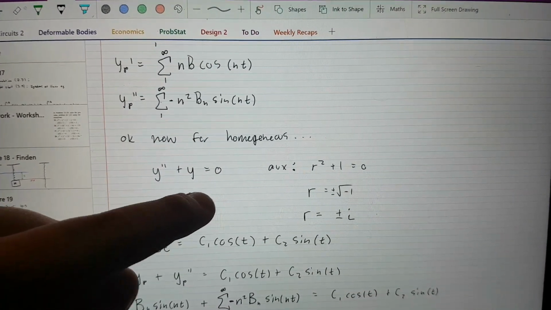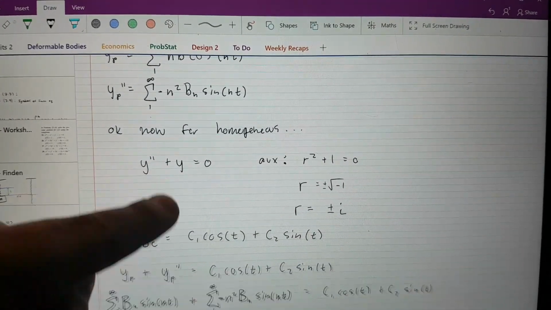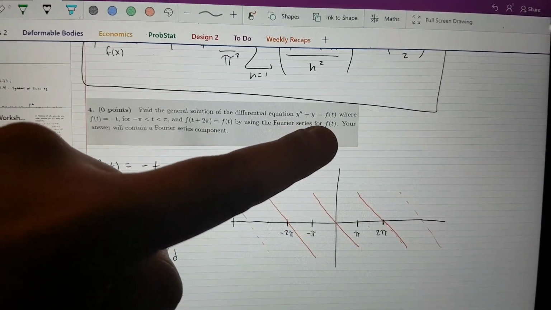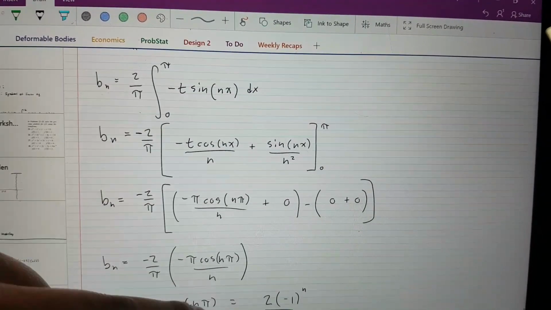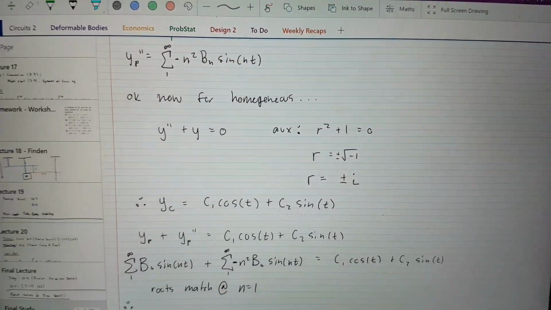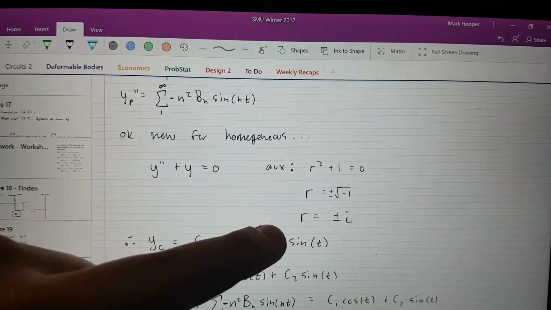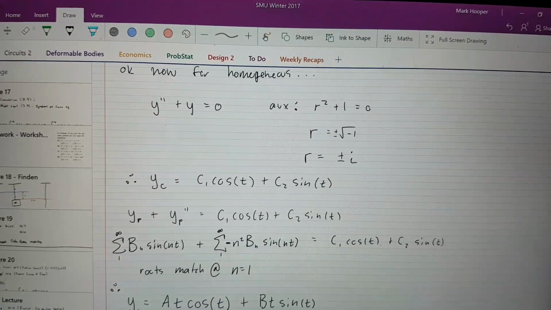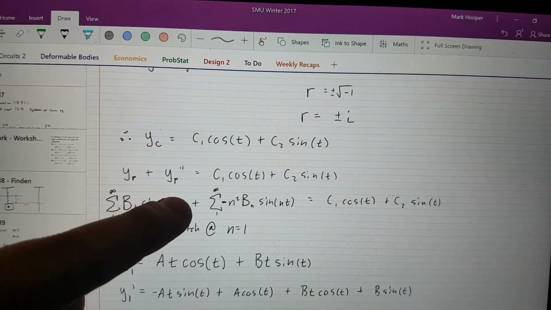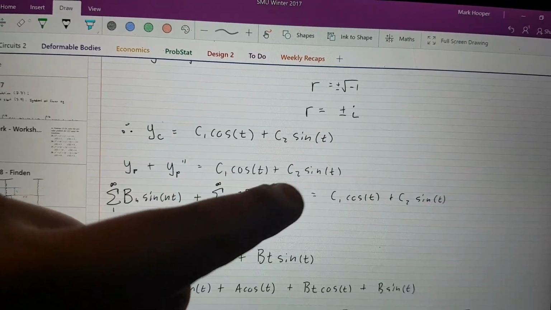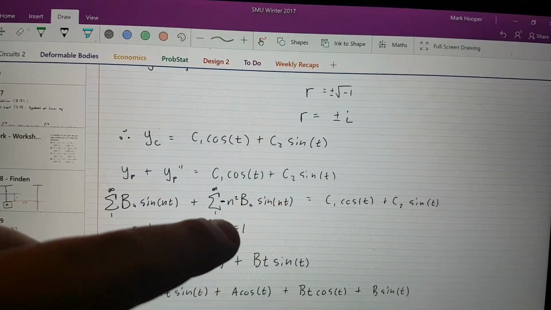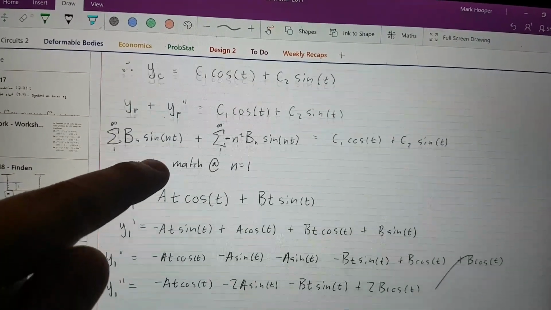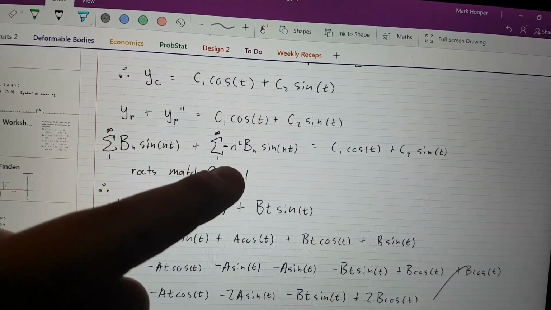So just for the homogeneous, we have an auxiliary equation. Oh yeah, I don't know if I highlighted what that actual differential equation was. It's y double prime plus y equals f of t, and this was f of t. So for the homogeneous, let's just find our solution for that. So we use an auxiliary equation. We get complex roots, so our solution looks like this. So yp plus yp double prime has to look like this, right? So here's my capital B's, right? So this was yp, and this is yp double prime.